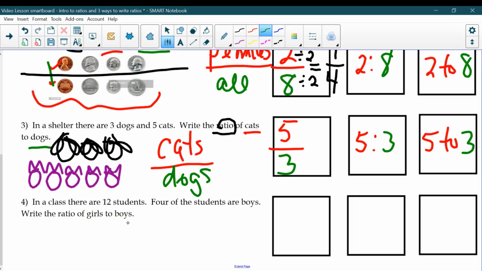I want you to pause the video and try this one on your own first. And feel free to draw the picture out to help you see it better. Because remember what it's asking. It says write the ratio of what? Girls to boys. Pause the video, and I want you to try this one on your own and then come back.